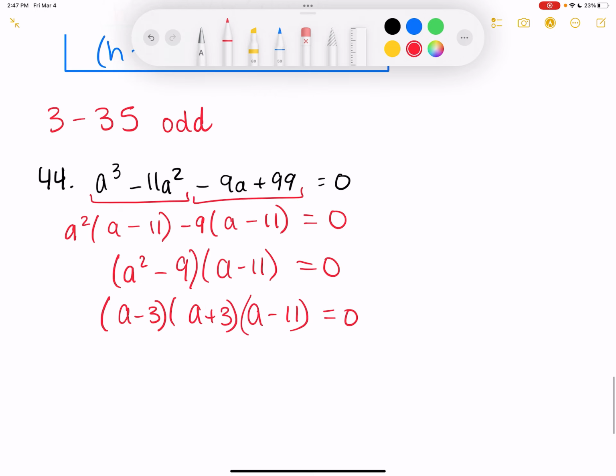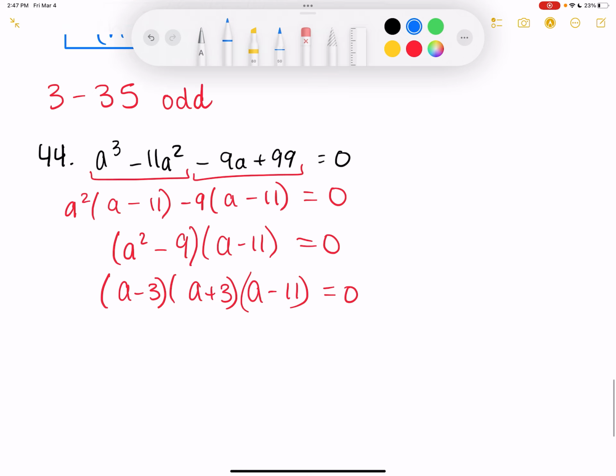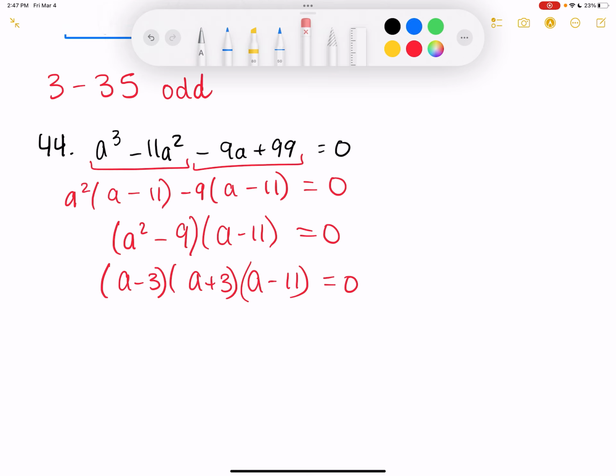Alright, so then we set each piece equal to 0. So a minus 3 equals 0. a plus 3 equals 0. a minus 11 equals 0. That's a lot of 0.